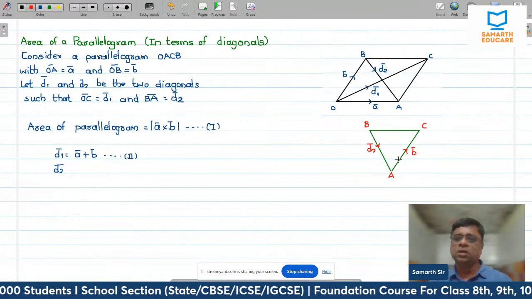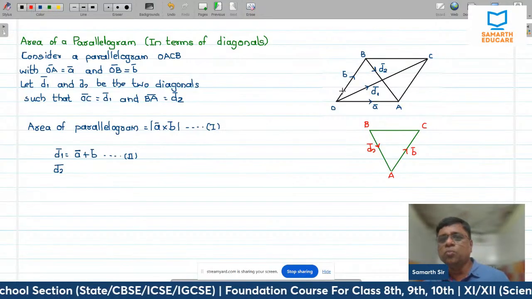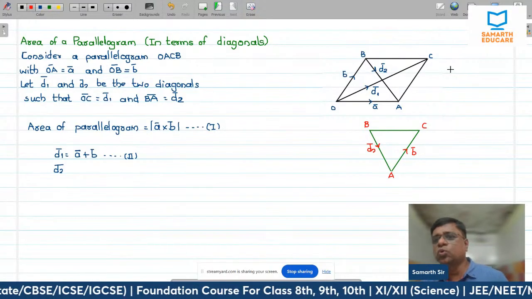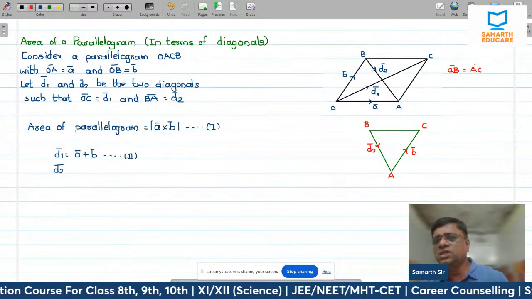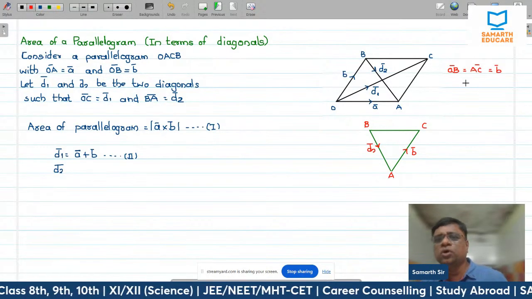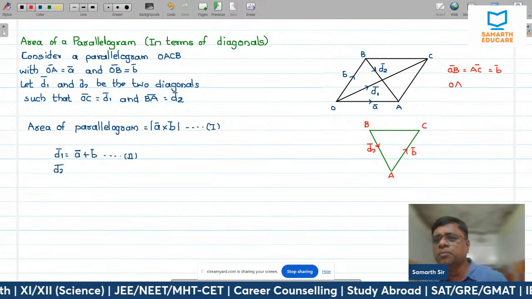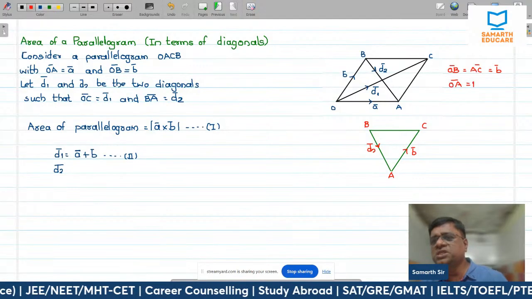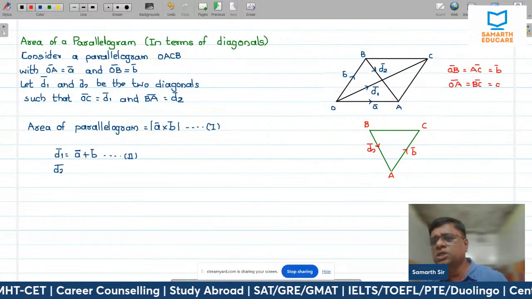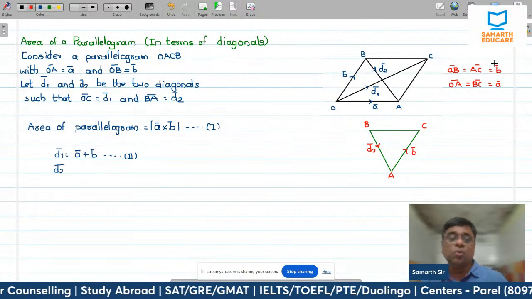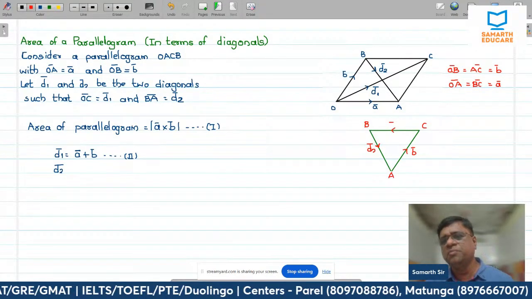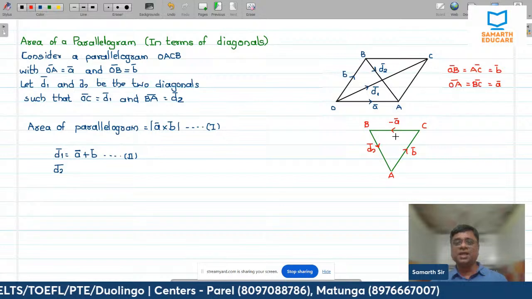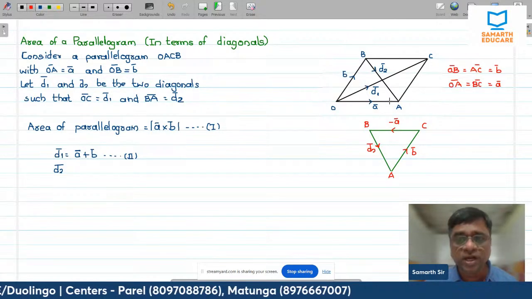Again OB bar is equal to AC bar is equal to B bar होगा. Similarly OA bar is equal to BC bar is equal to A bar होगा. Now BC bar अगर A bar है तो CB bar will be minus A bar because मैंने डायरेक्शन चेंज किया है. It is a negative vector.